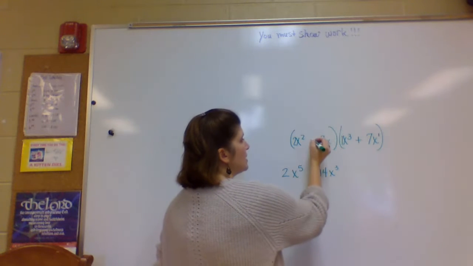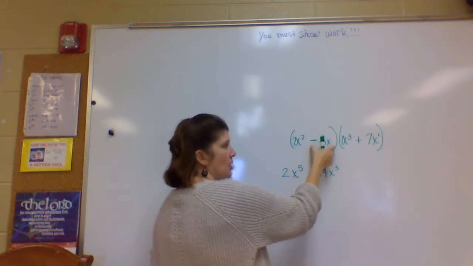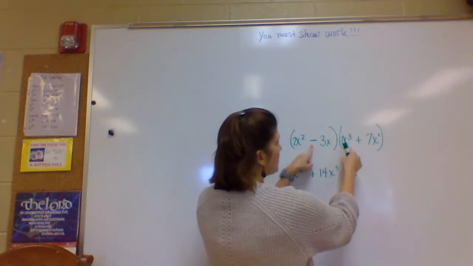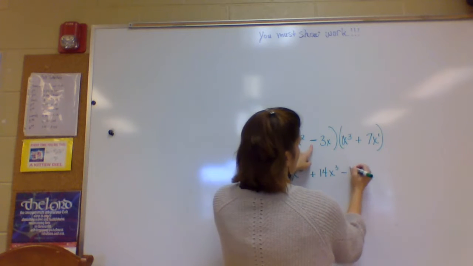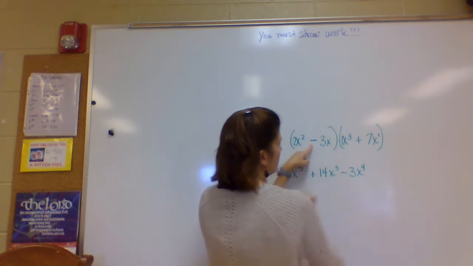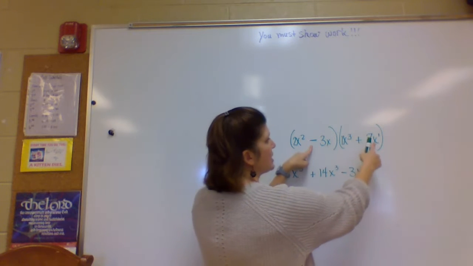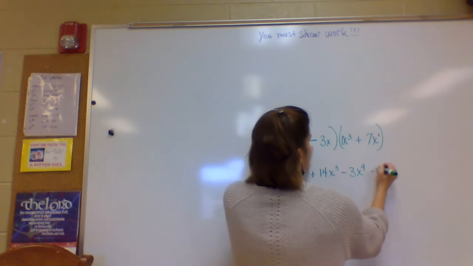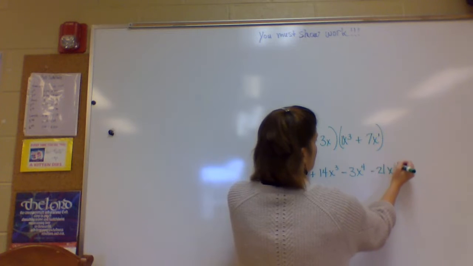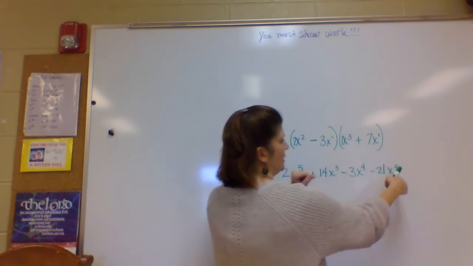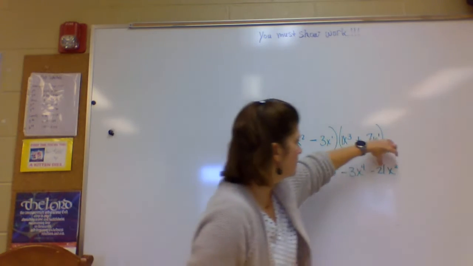Now, don't forget that this minus belongs to this term. So negative 3 times x to the third is negative 3, x to the fourth. And then negative 3 times 7x gives me negative 21 x to the second, because we had a 1 and a 1. So we add 2 of them. That is 2 to 1.